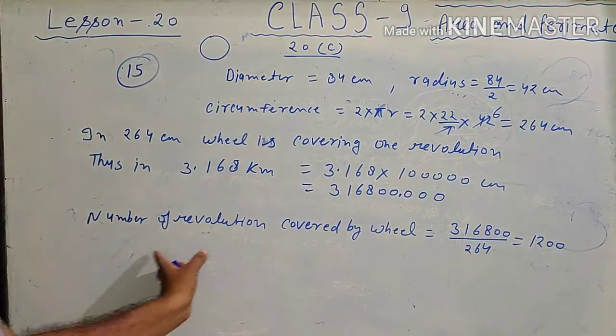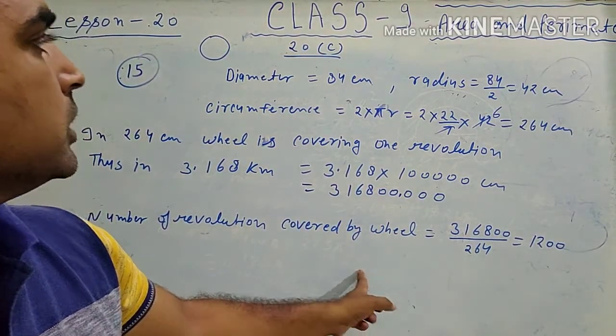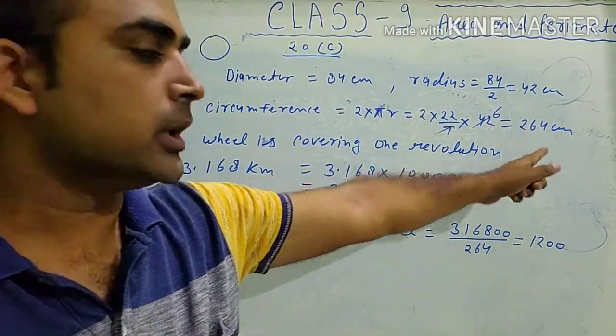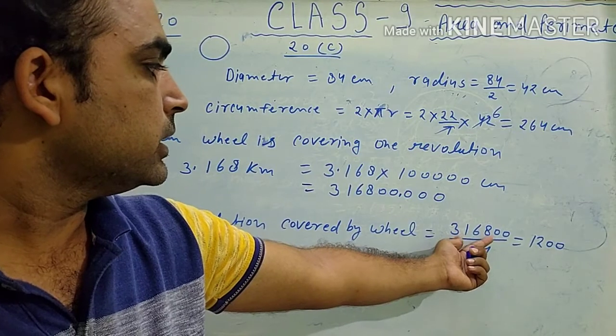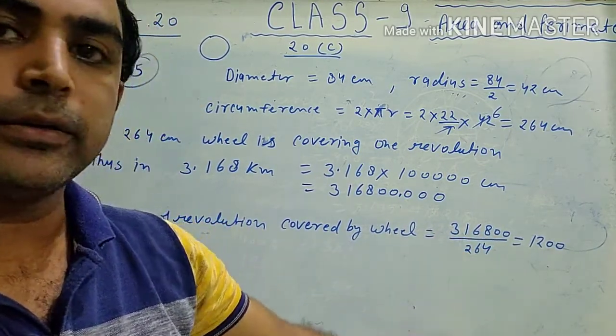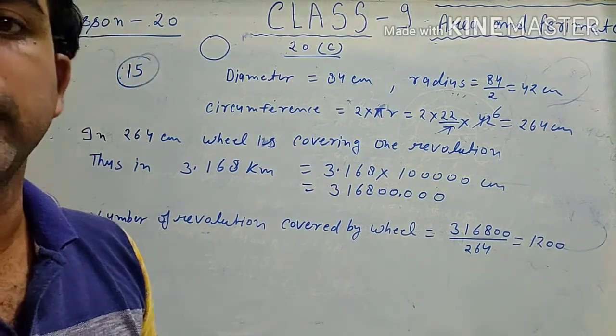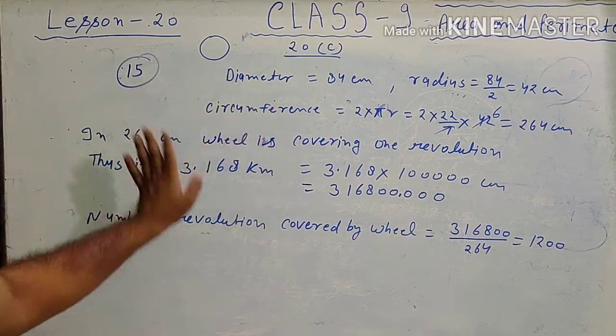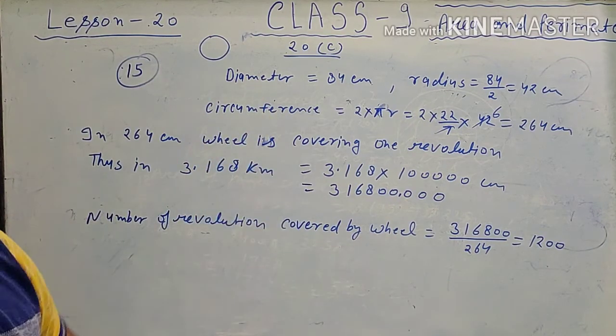Now we have to find the number of revolutions covered by the wheel. In one revolution it covers 264 centimeter, and the total is 3,16,800. So divide, and we get 1200 revolutions. So first we find the circumference, then convert the distance into centimeter, then divide, and we get 1200 revolutions.